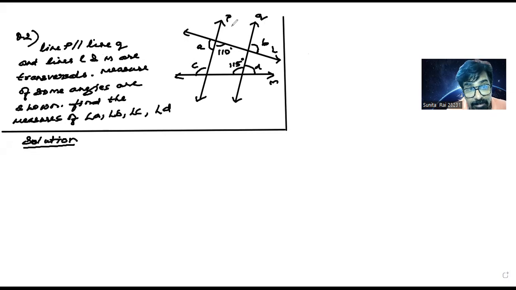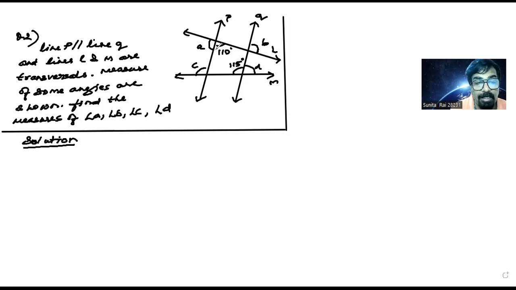That means these two parallel lines have more than one transversal. Line L is a transversal of line P and line Q, and line M is also a transversal, okay? Now some angle measures are given. You can see 110 degree and 115 degree have been marked, and you want to find angle A, angle B, angle C, and angle D.